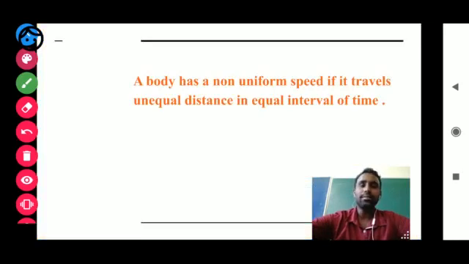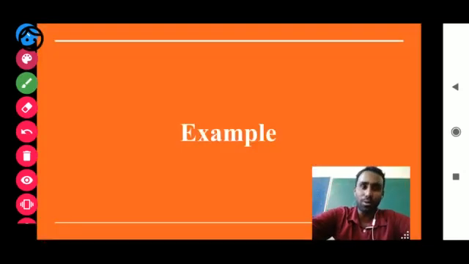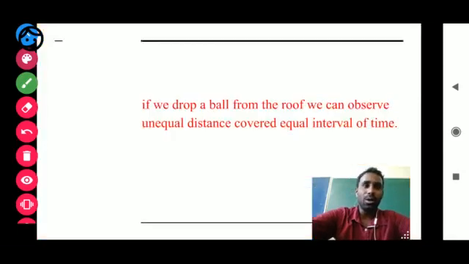So here in this slide, I said a body has a non-uniform speed if it travels unequal distances in equal intervals of time. Just look at that example for non-uniform speed. As I mentioned already, in practical situations, if we are moving a car or bike, any vehicle, we are following non-uniform speed, not uniform speed. In the previous slide, I said. Here I will give one example.